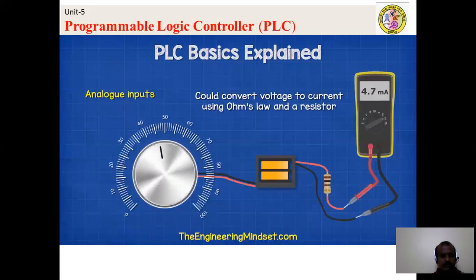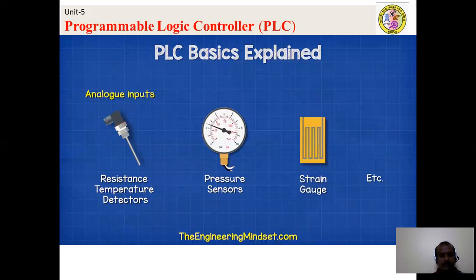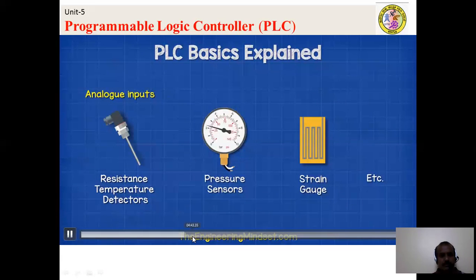These inputs could be, for example, a thermocouple or a resistance temperature detector. It could be a pressure sensor or perhaps a strain gauge. These voltages or currents are converted into a digital equivalent number that can be understood by the CPU. We will look at that a little later in this video.